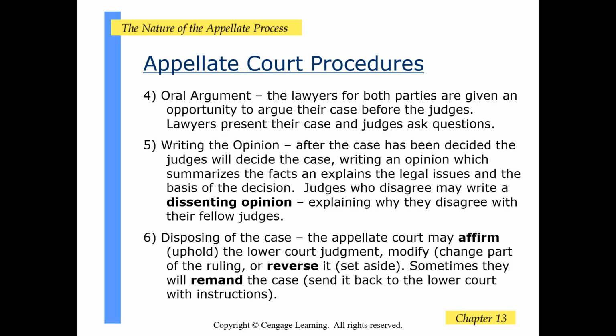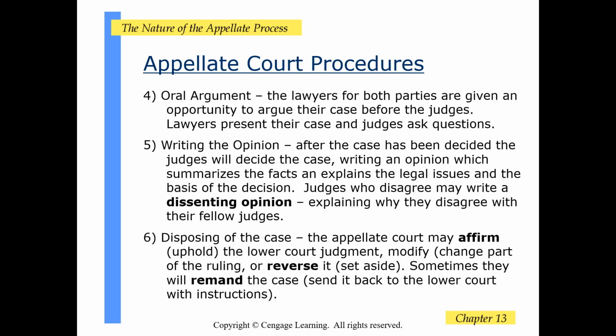There's the writing of the opinion. After the case has been decided, the judges will write an opinion which summarizes the facts as explained and the legal issues at issue. Judges who disagree may write dissenting opinions, explaining why they disagree with the majority opinion.